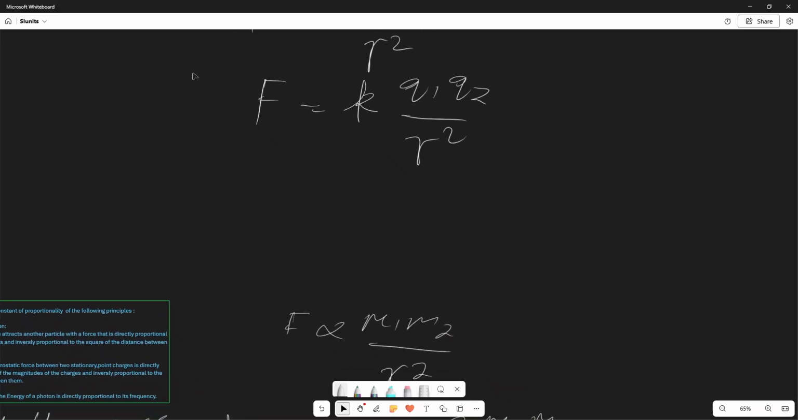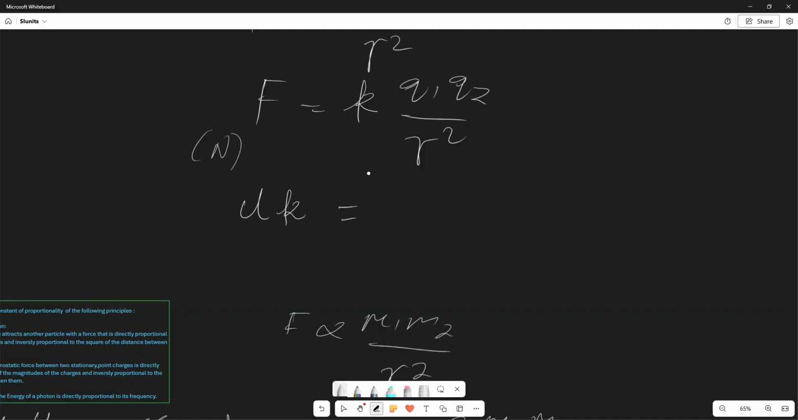Now I'll do an argument to determine the units of K here. So I'll determine the units of K as follows. All right, so when we look at this equation, on the left hand side we have the units are newtons. The equality sign says that if I have newtons on the left hand side, then I will have to have newtons also on the right hand side.